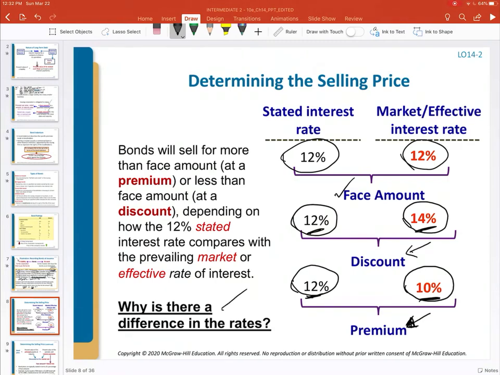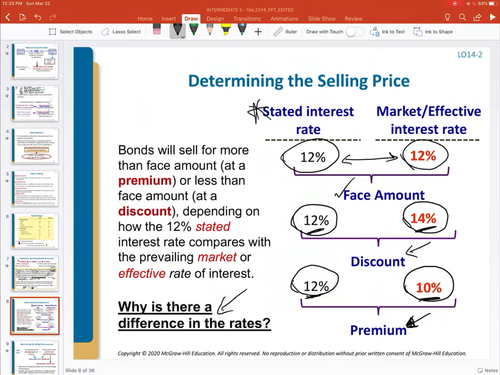Now, finally, why would there be differences in the interest rates, right? Why wouldn't we just set our interest rate at the same as what the market is? Well, in reality, companies will try to set their bond rates at what's going on in the market. But oftentimes there is a time gap between the time that we choose the stated rate that we want for our bond and the time that those bonds actually get issued out in the market. There's oftentimes a lapse in when we pick our stated rate and when the bonds are actually issued in the market.